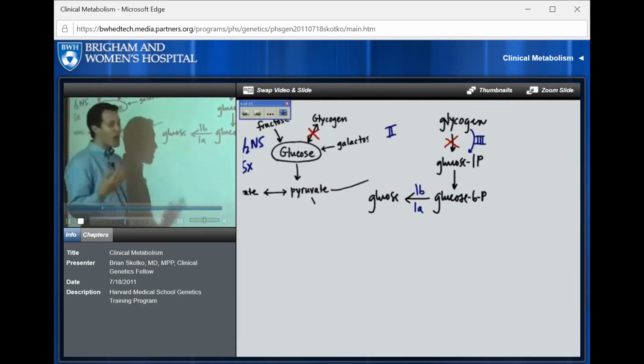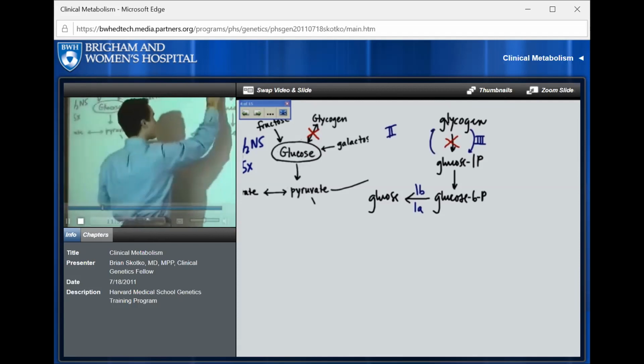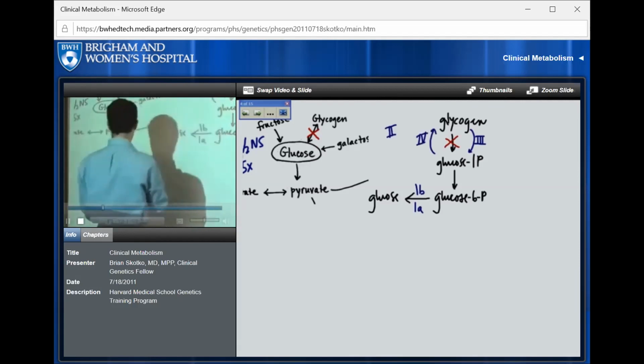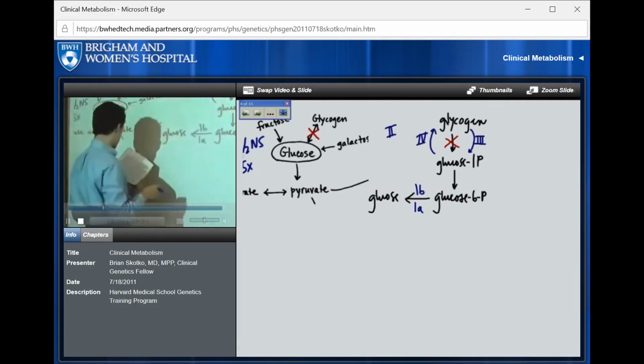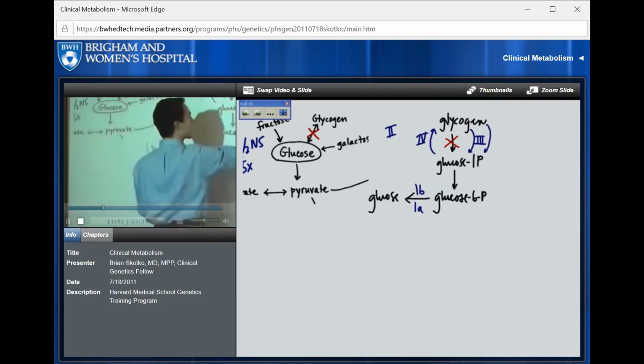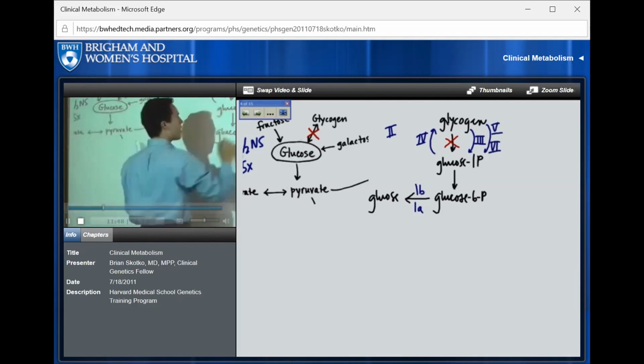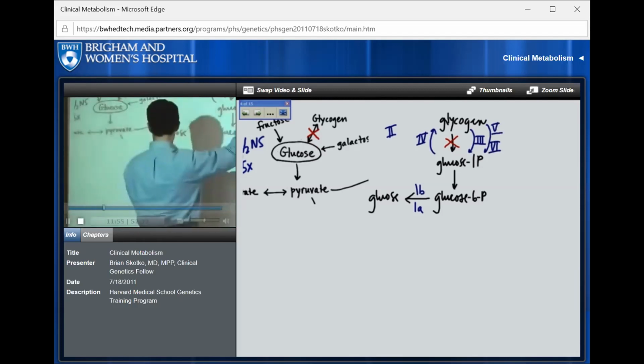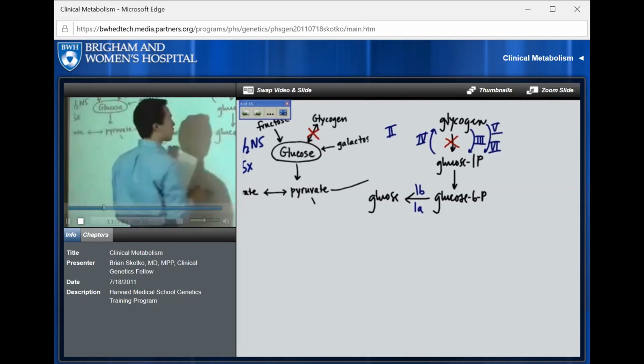Type 1A, they all have names. This is von Gierke disease. We talked about type 3. Type 4 is going to be going up, and type 4 is named Andersen disease. And then we have type 5, which is coming down again, and type 5 is McArdle disease. Then we have type 6, which is also coming down, and that is Hers disease. These occur in different places in the body. Type 5 occurs in muscle, and type 6 occurs in the liver.